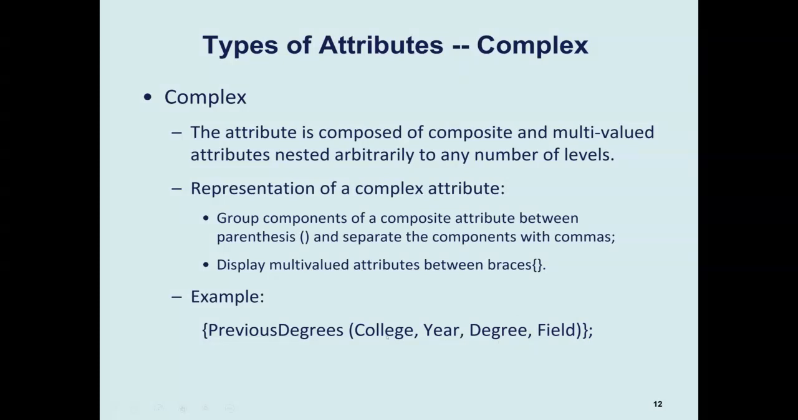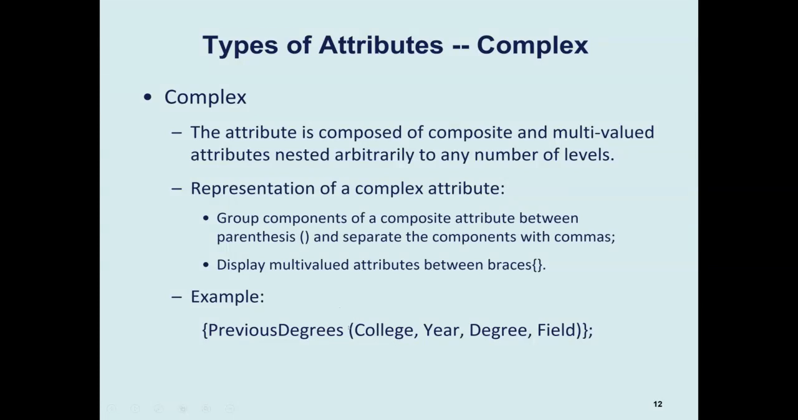So in this case, if you really use a single attribute called previous degree to record all possible degrees that a person obtained, then this previous degree is considered complex because for each degree, we have to record multiple fields. So each previous degree is a composite attribute. And also, since a person may have multiple previous degrees, finally previous degree will be considered a multi-valued composite attribute.